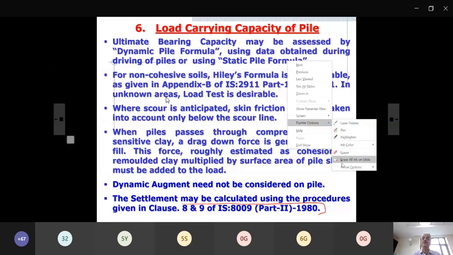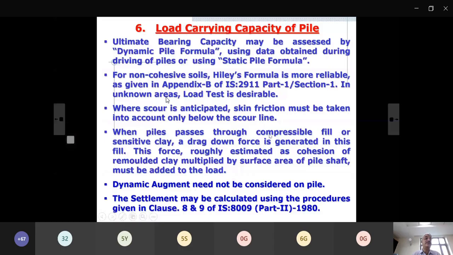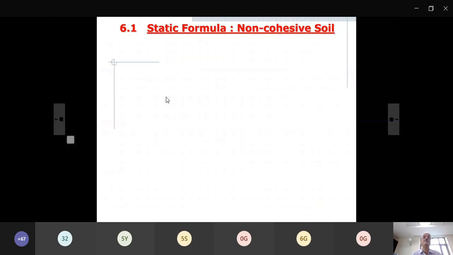Because if you remember, we have said for any foundation, one is load carrying capacity, another is settlement should be within the limits. So we need to calculate the settlement. You can calculate that, and nowadays there are a lot of softwares available. By using that also you can calculate the settlement of the pile.